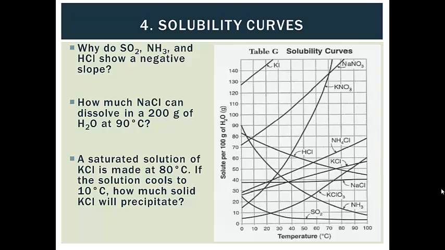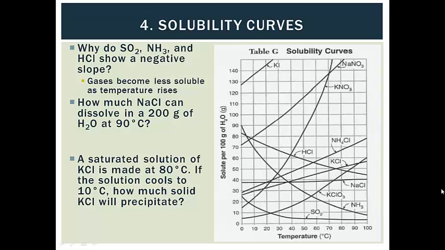So why do SO2, NH3, and HCl show a negative slope? These are all gases, and gases become less soluble as temperature rises. So we have a negative slope because the hotter the solution is, the less the gas is going to stay in the solution. For solids, we see the opposite relationship. We all know that if we want to make tea, we dissolve the sugar while it's hot because solids are more soluble in warm solvents. For gases, it's just the opposite relationship.